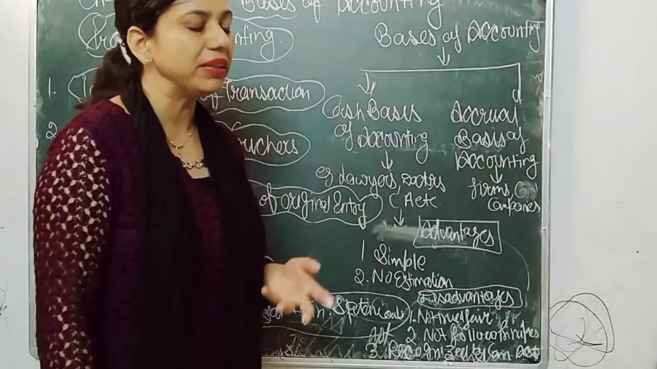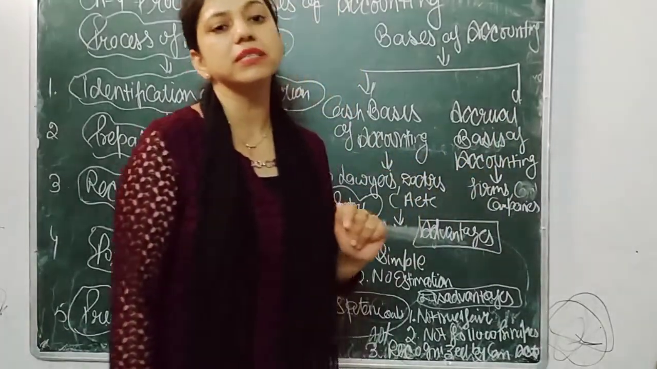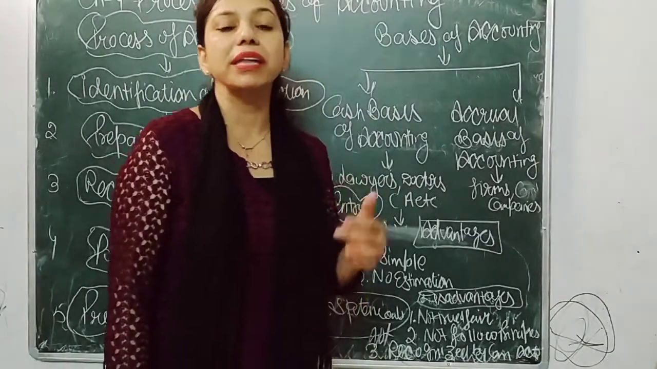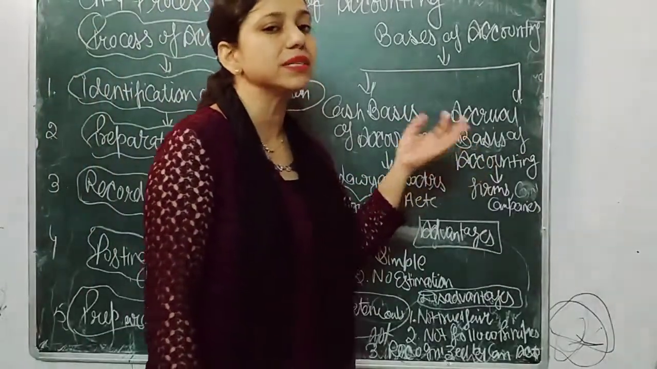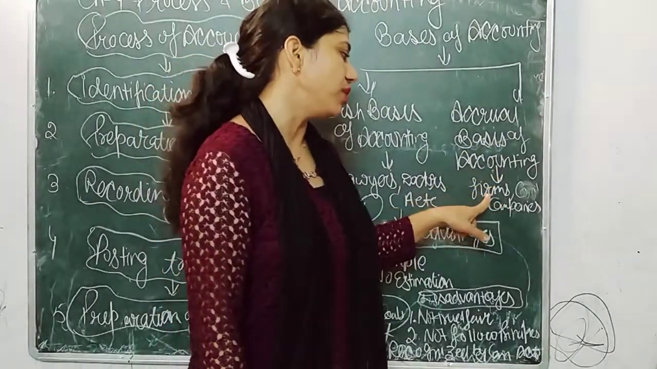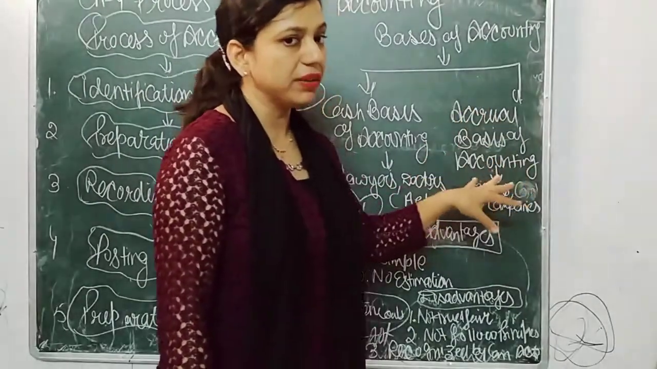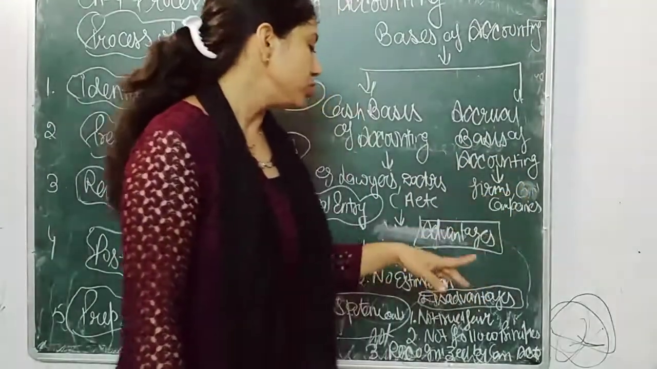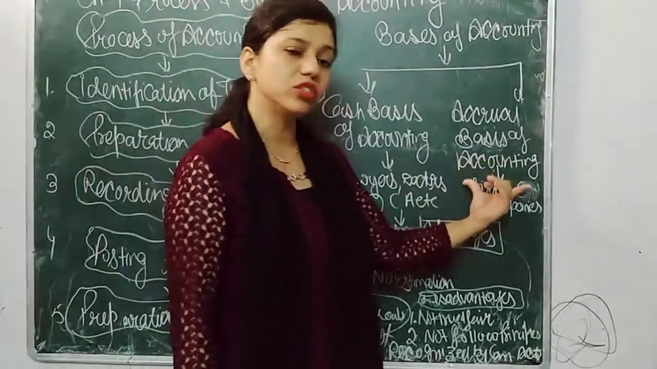So, what is the right method? The right method is accrual basis of accounting. Accrual basis of accounting means all expenses and income should be recorded whether they are received or paid in cash or not. This method is adopted by firms, companies and existing businesses. This is the important method, and in accountancy we follow accrual basis of accounting. So, the disadvantages of cash basis become the advantages of accrual basis.